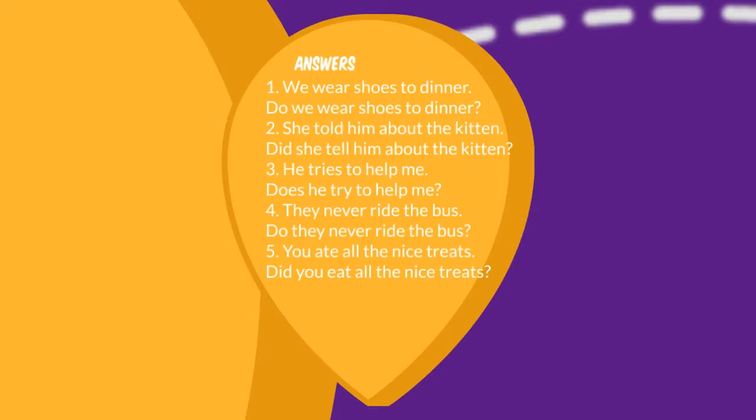In 3, he tries to help me. Tries is present simple. The subject is he, so we need to use does. And after does, we also use the full verb. So we use try, which is the full verb of tries. Does he try to help me? In 4, they never ride the bus. The verb is ride, which is present simple. The subject is they, so do they never ride the bus? In 5, ate is in the past because it's the past simple of to eat. So did you eat all the nice treats, with eat for your full verb?